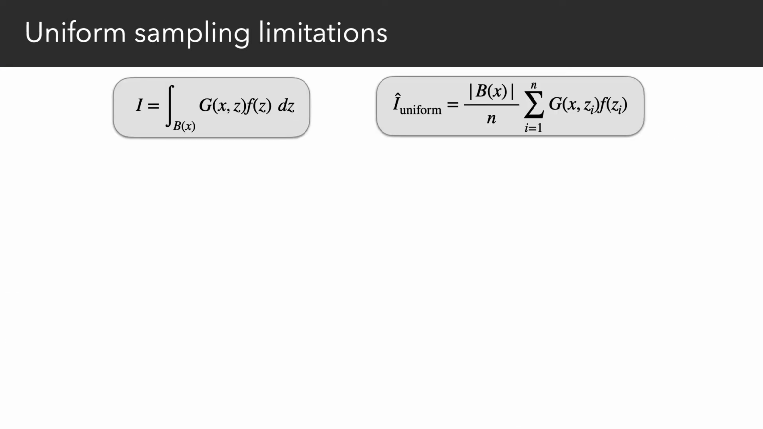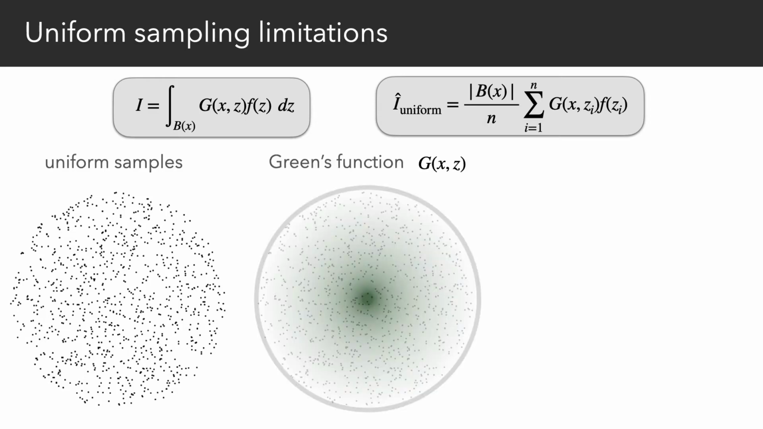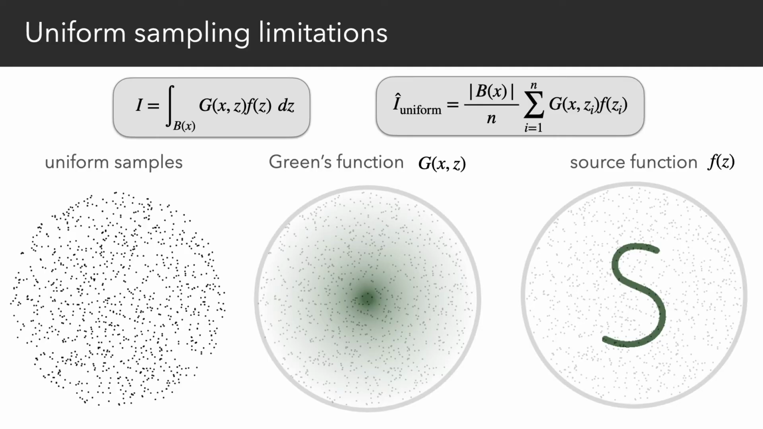So far, we've been uniformly sampling the domain, which yields sample points like this. While this is unbiased, uniform sampling produces samples z for which the values of the integrand, g times f, is vanishingly small. Most uniform samples fall away from the center of the ball where the Green's function is largest, or outside the area where the source term is non-zero. And since most samples don't contribute much to an estimate, uniform sampling can be quite inefficient.